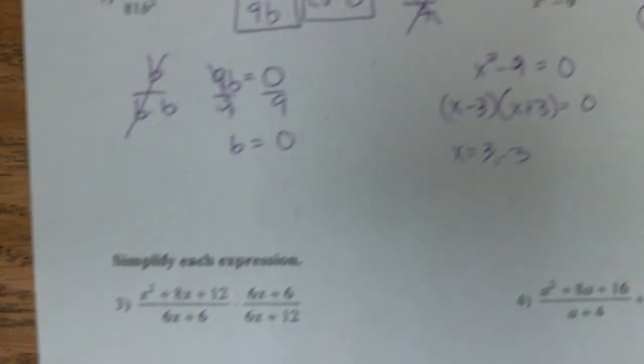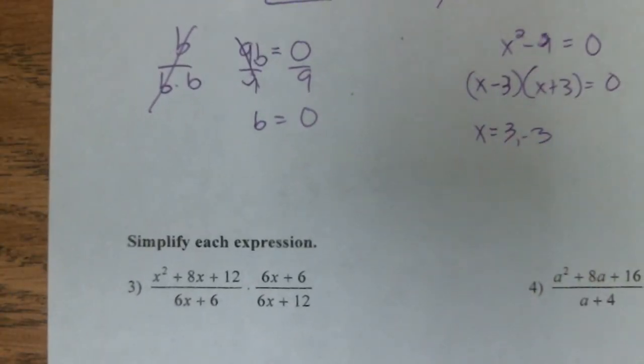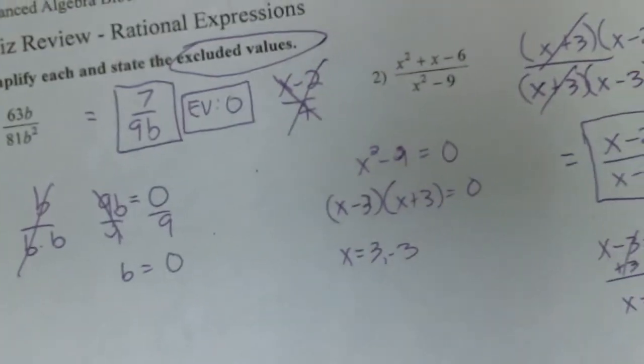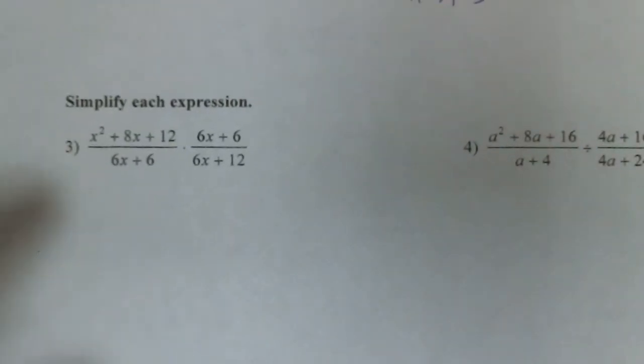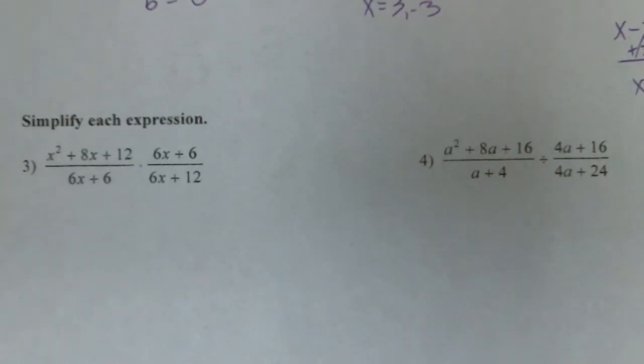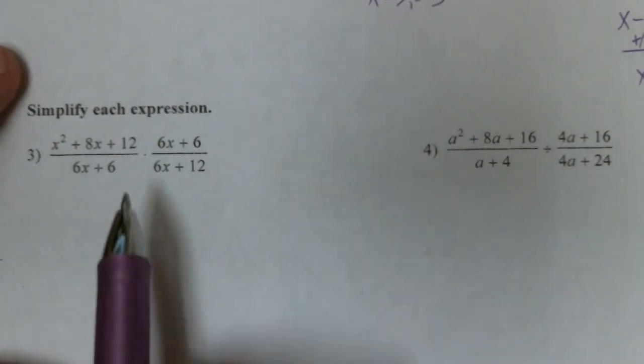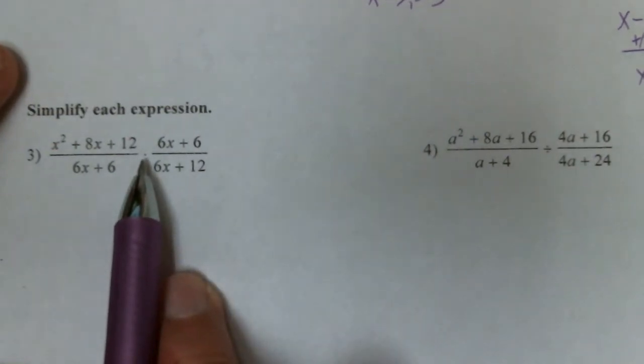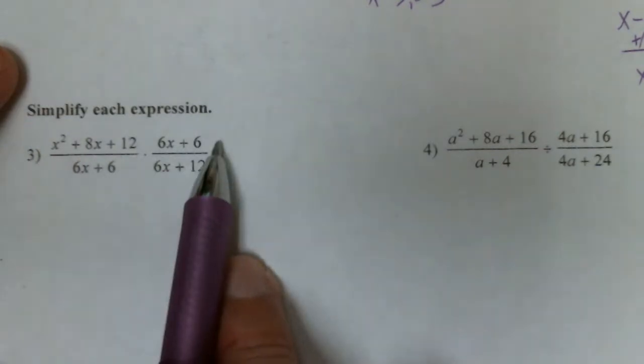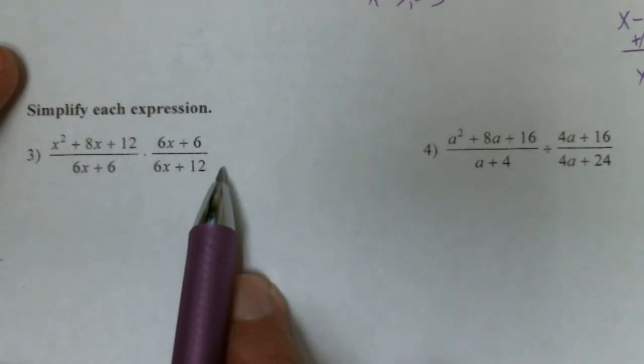Okay, so that's simplifying. Let's go ahead and jump down to multiplying and dividing, which is pretty easy. Usually you think adding and subtracting is the easiest, but with rational expressions and fractions it's actually more difficult. Okay, when I see the little dot, that means multiplication. That means I'm multiplying across the top and I'm multiplying across the bottom.